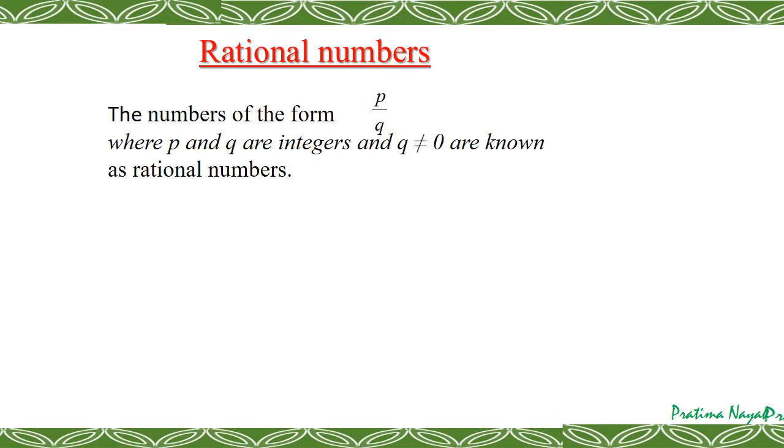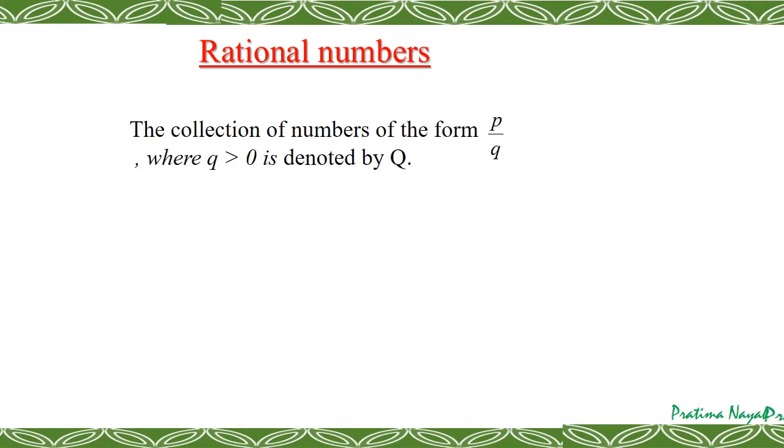Rational numbers are in the form p by q, where p and q are integers and q is not equal to 0. Here the denominator is not equal to 0. Or the collection of numbers in the form p by q, where q is always greater than 0, so we don't write q as negative. We may write p negative but q will always be positive. Rational numbers are denoted by capital Q.